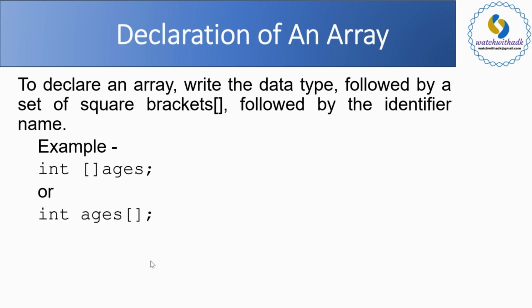But how do we declare the array? To declare an array, write the data type followed by a set of square brackets followed by the identifier name. So here is the example: data type, then square brackets, then the identifier name. Or you can also do data type, then the identifier name, then the square brackets. But as you know, since an array is just like an object, declaration of an array is not enough. We also have to instantiate it, right?